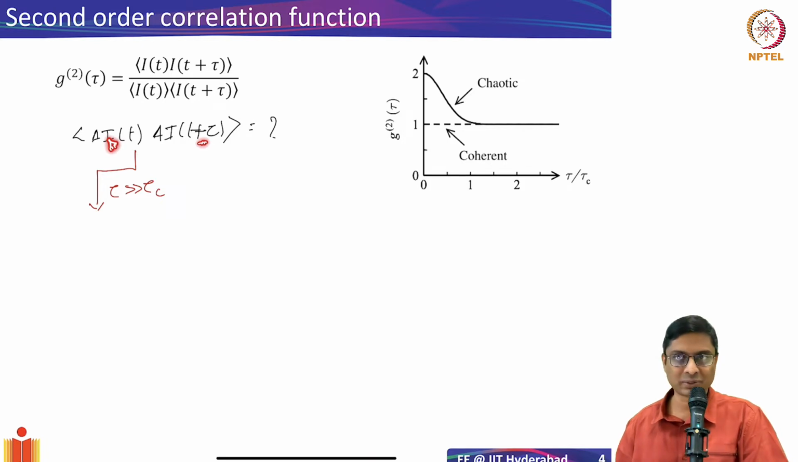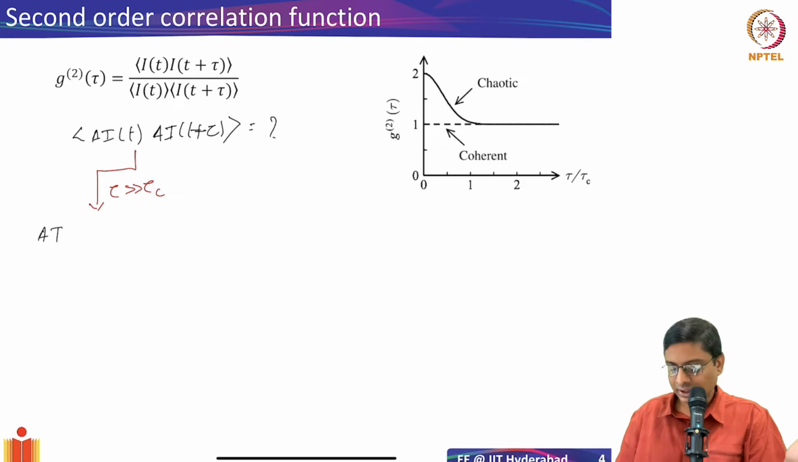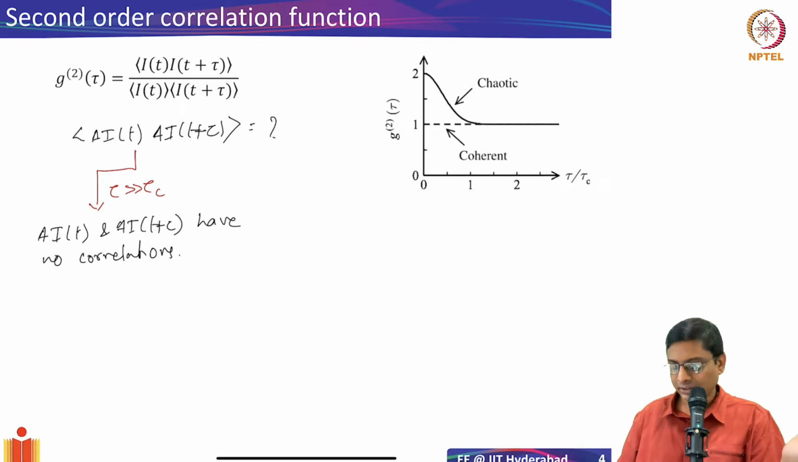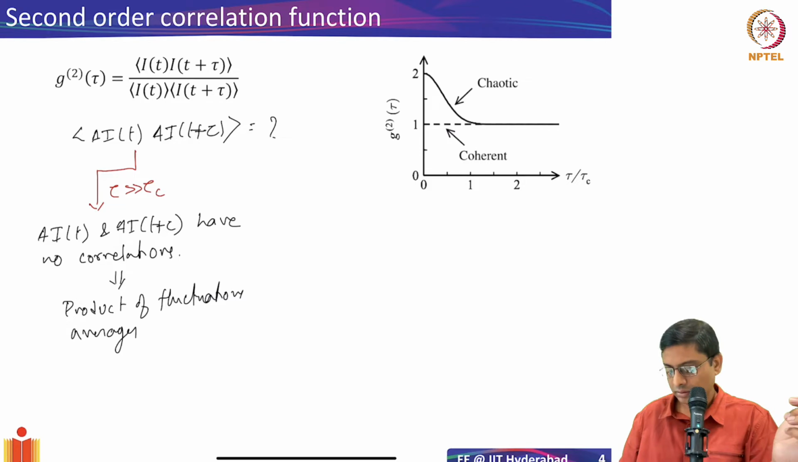So then basically you have two random fluctuations. The product of two random fluctuations is going to be another random fluctuation. So delta I of t and delta I of t plus tau have no correlations, which implies the product of those fluctuations averages to 0.